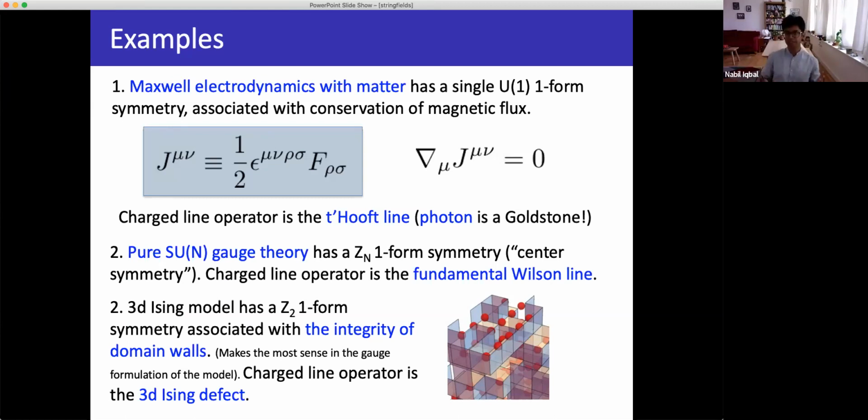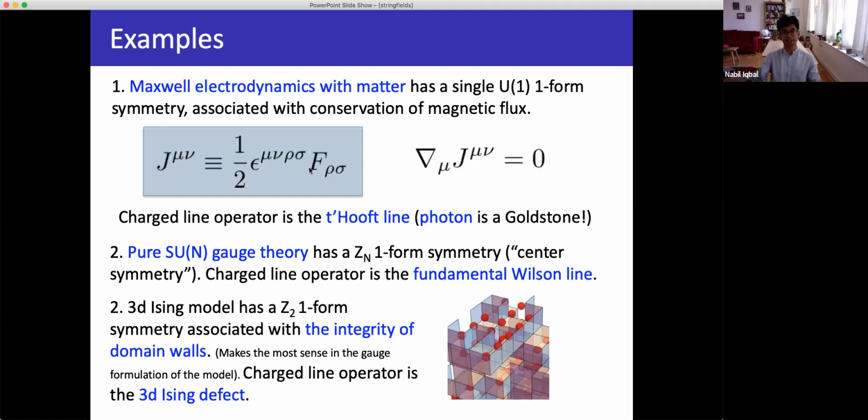The first field theory that most of us learn about is Maxwell's E&M, okay? We normally study it with charged matter, but Maxwell's E&M with charged matter actually has a single U(1) one-form symmetry associated with the conservation of magnetic flux, okay? So if you have F, the two-form current for that is epsilon contracted into F, all right? This current is conserved just by Bianchi's identity, all right?